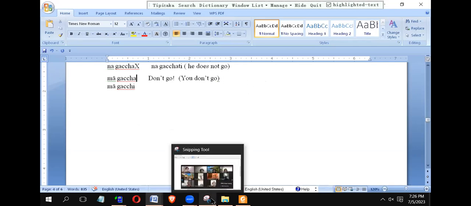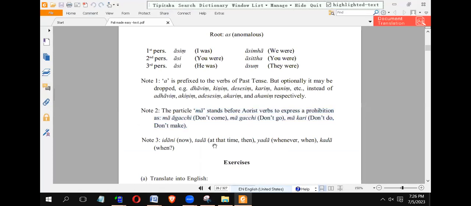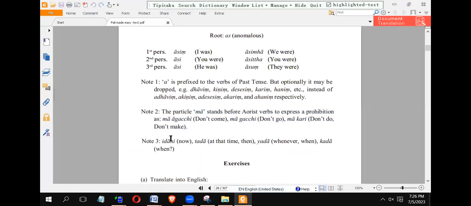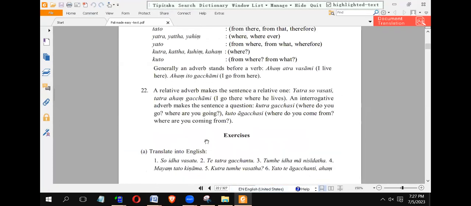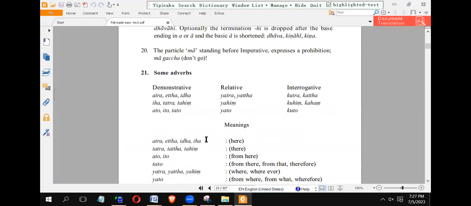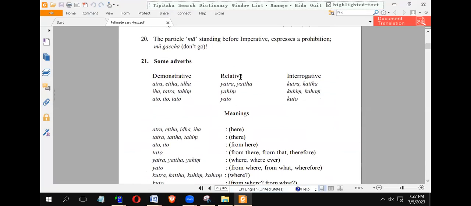All right, so I think today we cover lots of points here. There's also another point that we need to cover on the Pāļi Made Easy book, or this note number 3. Previously we already looked at this. I hope you all still remember, right? We are looking at the demonstrative on the previous page. Demonstrative with atra, eta, ida, iha, tatra, tahi, ato, ito, tato. Relative with the Y, you notice the relative also starts with the Y: yatra, yata, yahim, yato. Interrogative questions start with kutra, kata, kuhim, kaham, kuto, right?